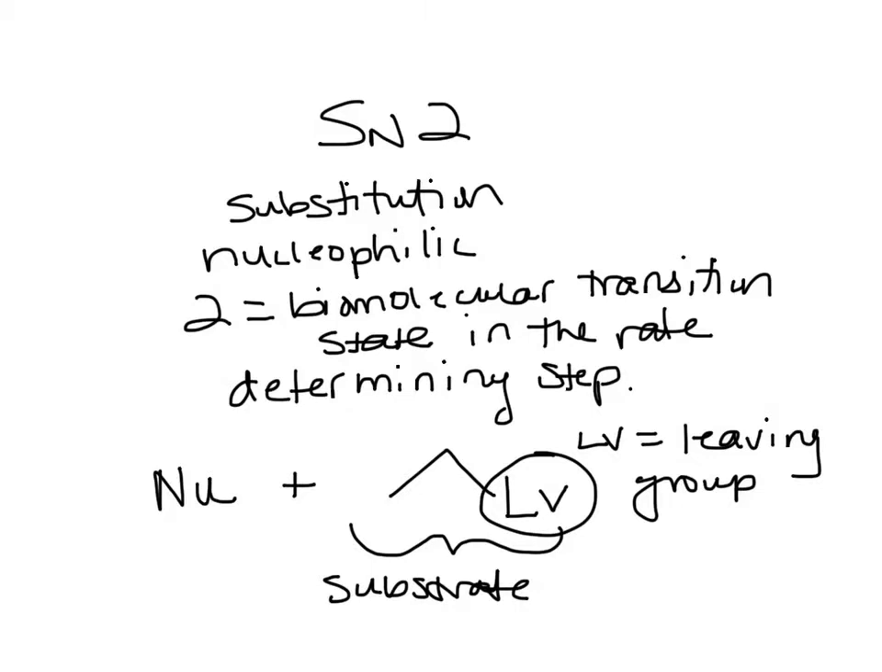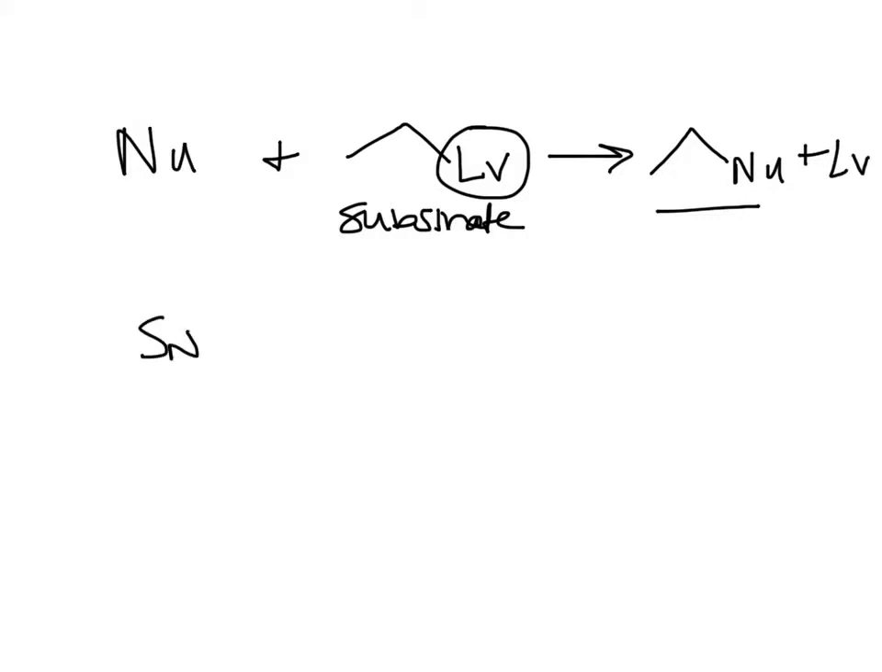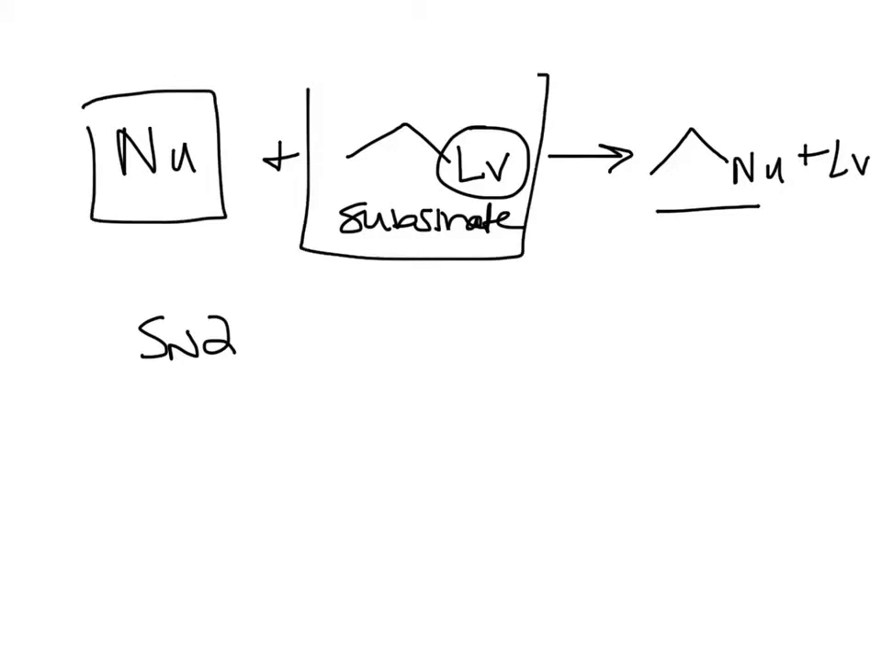Let's go to the next slide. Alright, so let's do this again. Nucleophile, substrate, the product would be a substitution where the leaving group left. Now, for an SN2 reaction, both the nucleophile and the substrate are involved in the rate determining step.